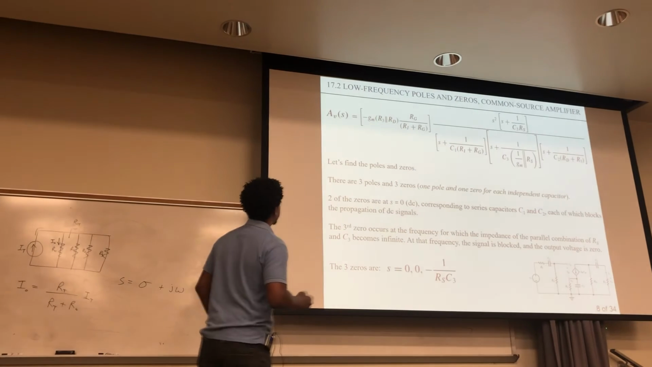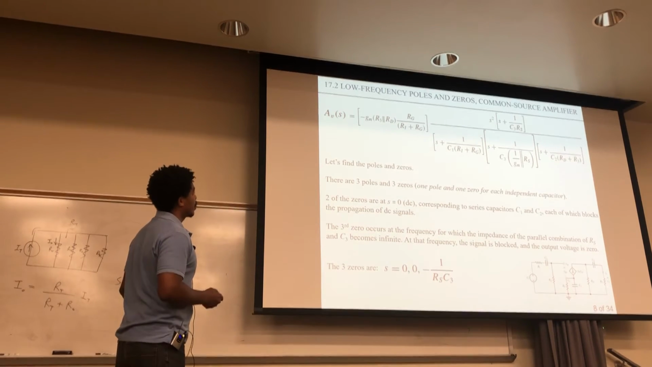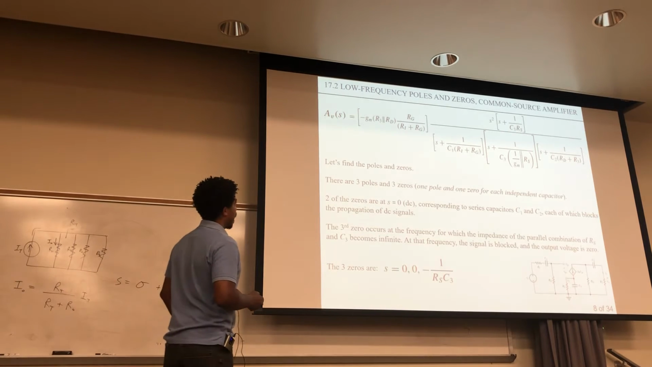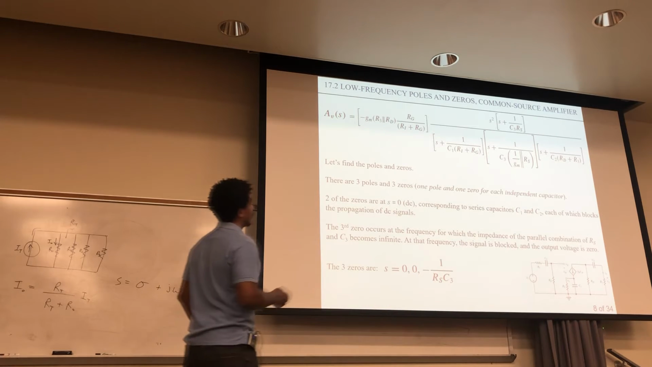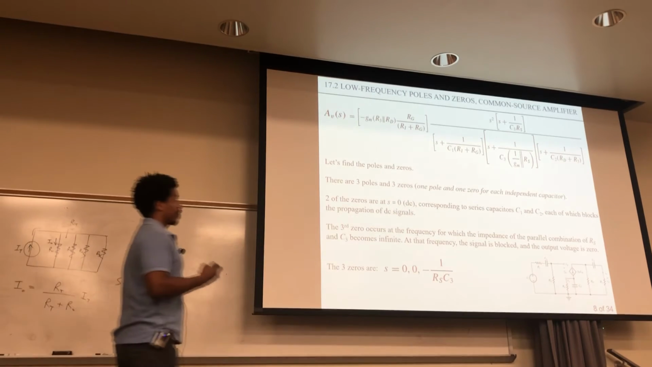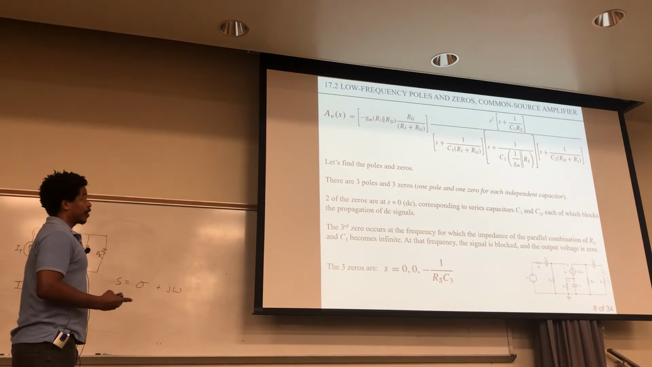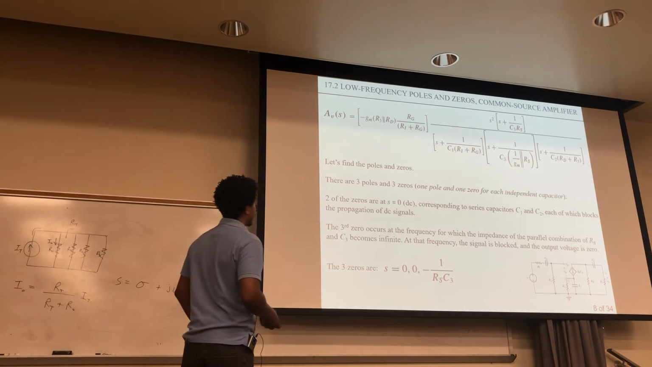So here's that expression. One interesting thing to note, just looking at that, is that there are going to be 3 poles and 3 zeros. And you can see that because there's a pole and zero for each independent capacitor. So we have capacitor 1, 2, and 3 right here. They're all independent capacitors. That will tell you how many poles and zeros you're going to have from this analysis.